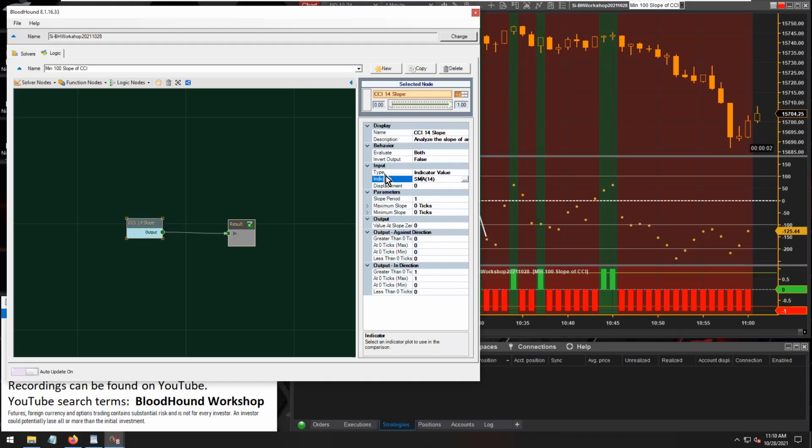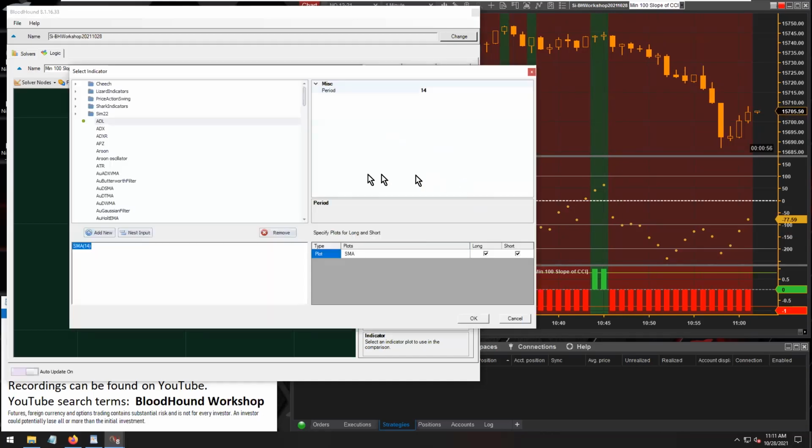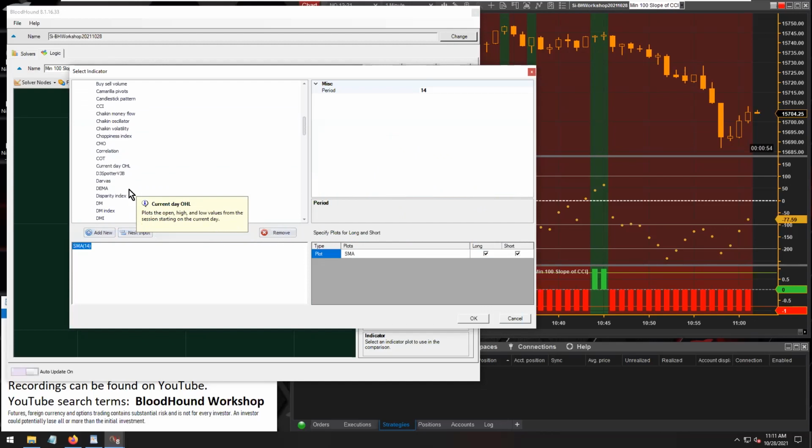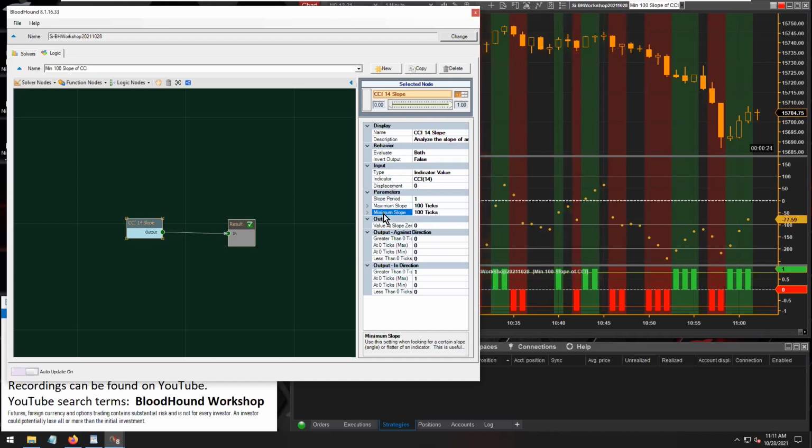So next step is let's change our indicator here from the SMA to the CCI. All right, there's the CCI, and I'll just use the default period there. Click OK. All right. So we are looking for a slope of 100. So we're going to put that in twice. We're going to put 100 in for the maximum and the minimum slope there.